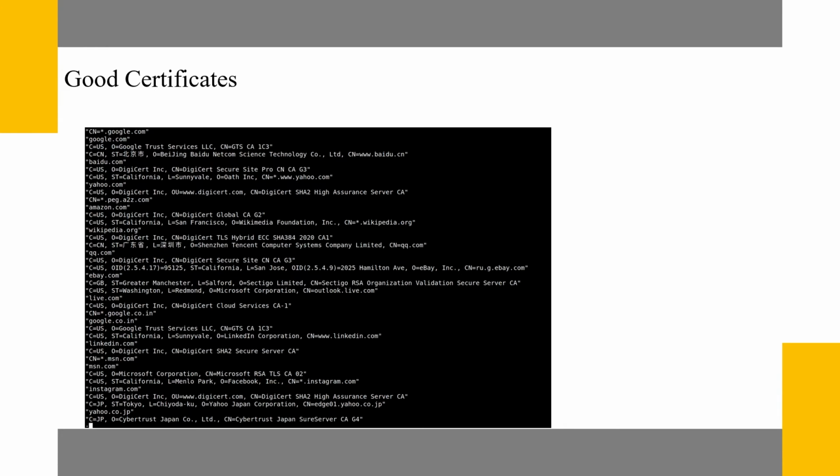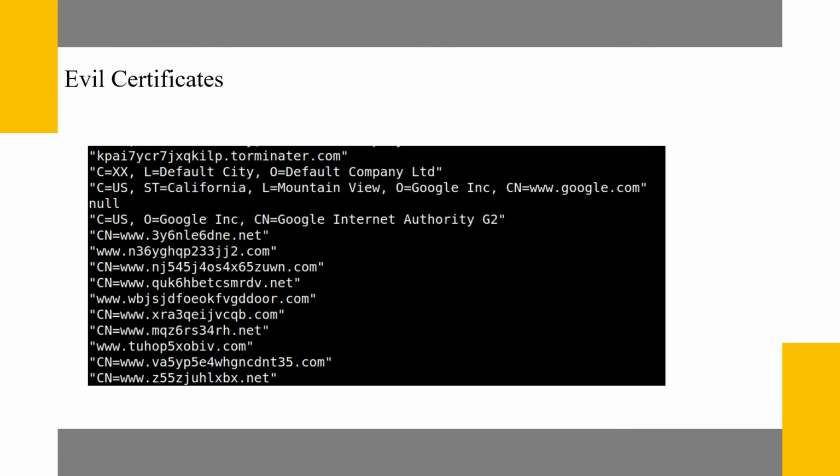So here are a set of good certificates. You can definitely extract more fields out of it. And another thing is the timestamps. So for example, good certificates are generally older, and the company associated with the certificate is actually going to be older rather than being a very new company. And here is how evil certificates will look.